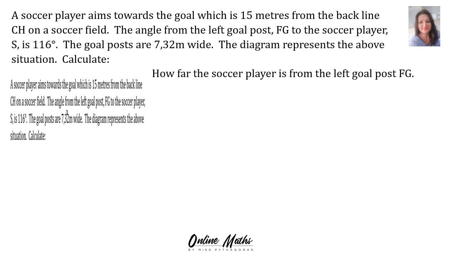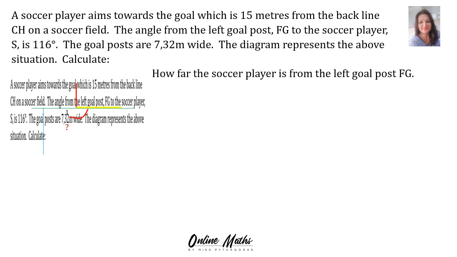A soccer player aims towards the goal, which is 15 meters from the back line, CH, on a soccer field. The angle from the left goal post EFG to the soccer player S is 116 degrees. The goal posts are 7,32 meters wide. The diagram represents the above situation. Calculate how far the soccer player is from the left goal post FG. In other words, we are looking for the length of SG.